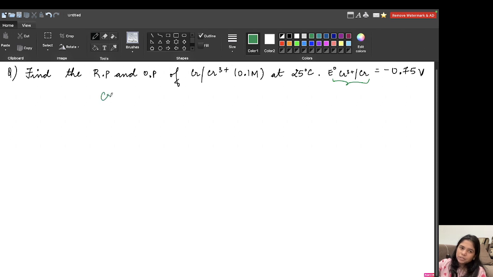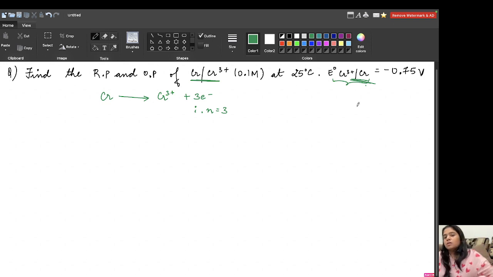Let's find the reduction potential here. We know chromium is giving Cr3 plus. If it's 3 plus it means it's losing 3 electrons, right? Now directly apply the formula. So therefore N will be equal to 3. And E naught value for this is given to you in the form of reduction potential. So we will need to convert it into oxidation potential, because we are finding oxidation potential now. So if we convert this, E naught Cr3 plus will give you plus 0.75 volt.